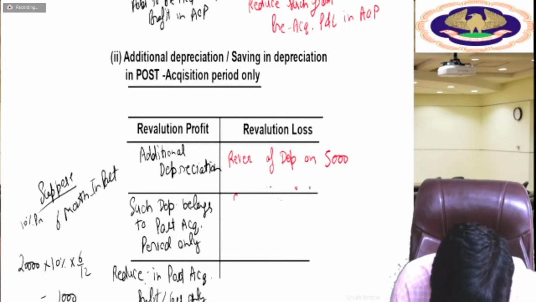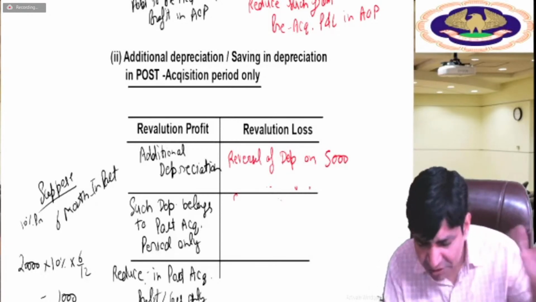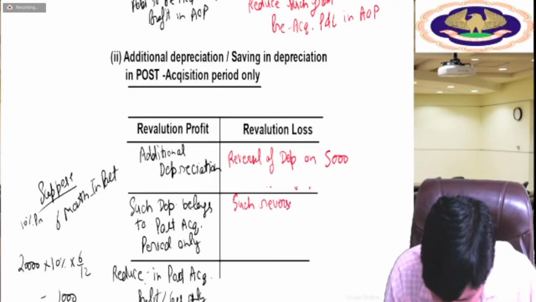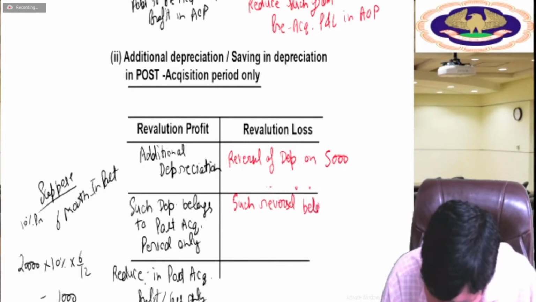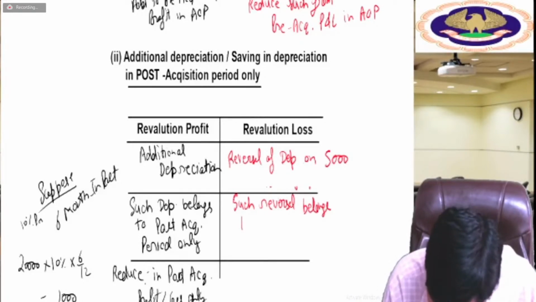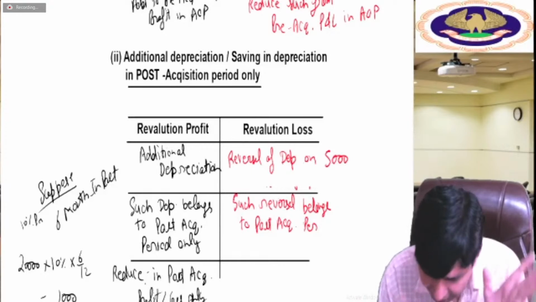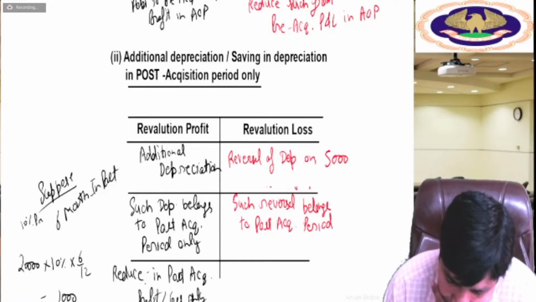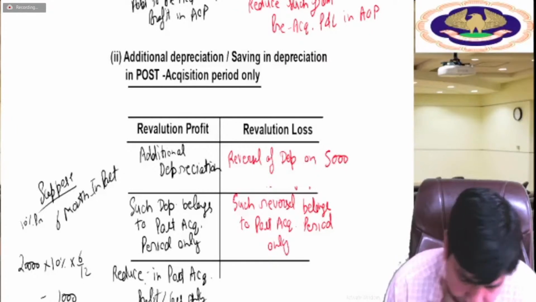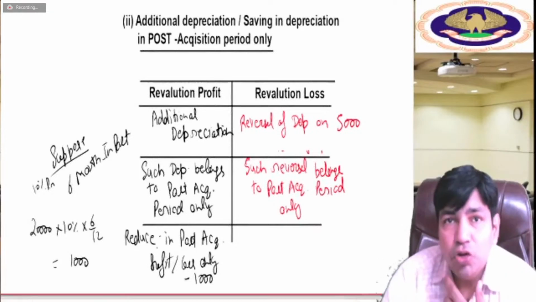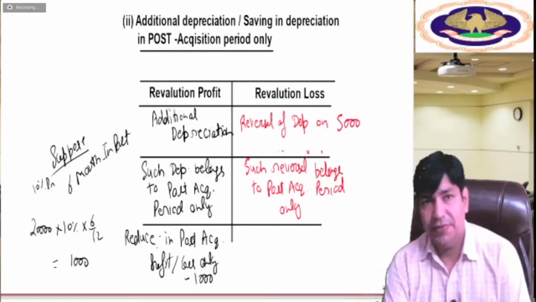Reversal of depreciation. Such reversal belongs to the post acquisition period only, because that additional assets or additional saving was utilized in the next period only. Next, now what should I do? Reduce or add? Of course.